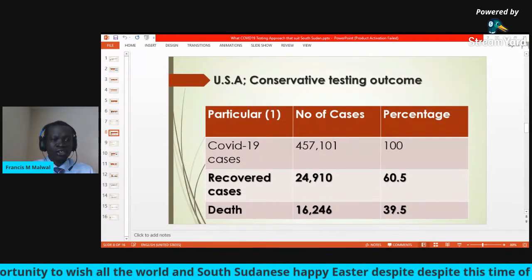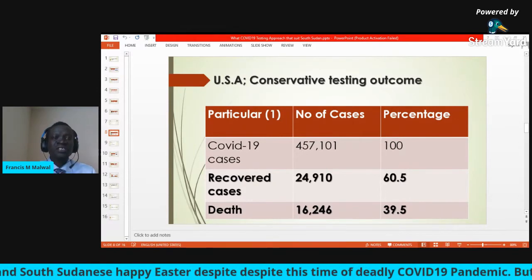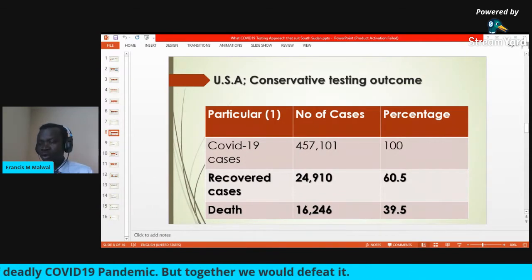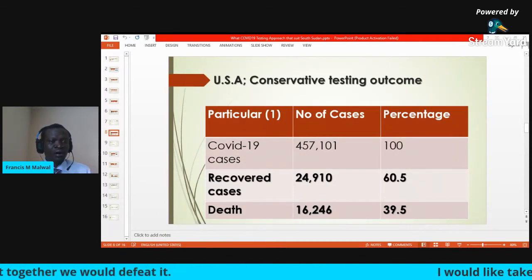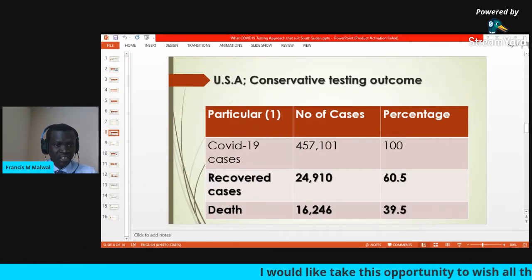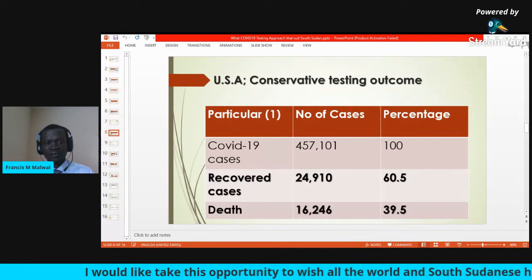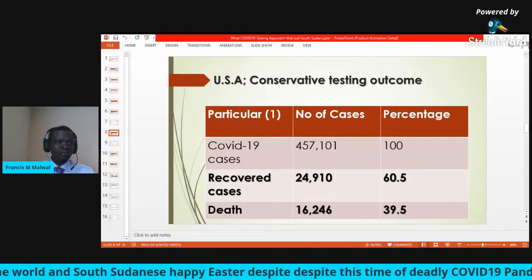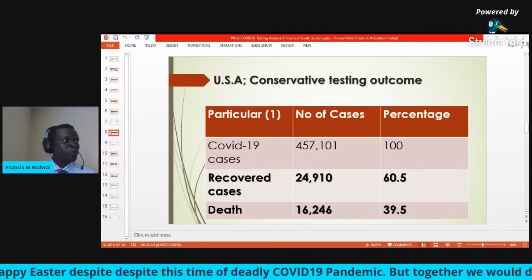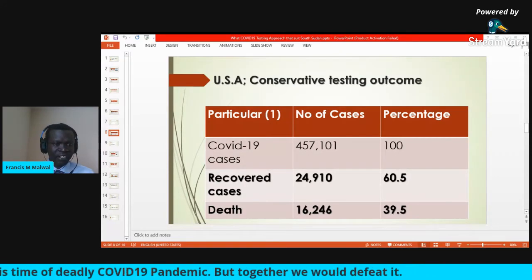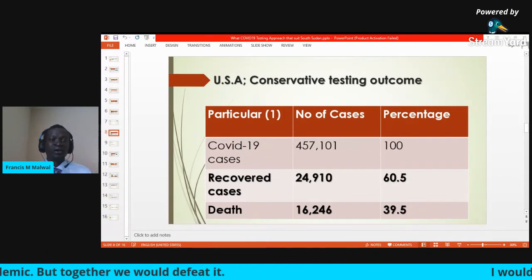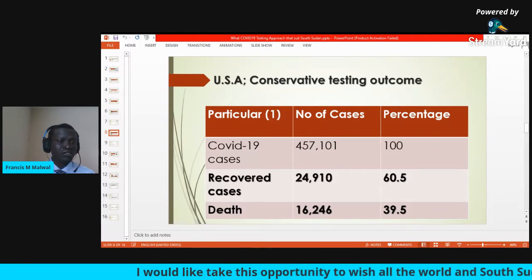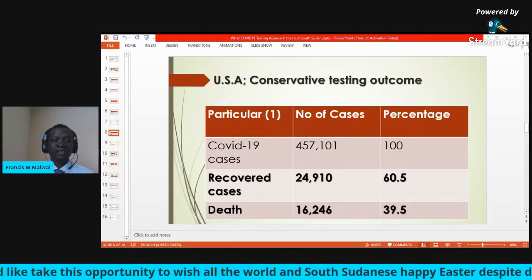Based on this approach, this is the statistic. So what was the US conservative testing outcome? Right now we have almost over 457,000 infected, confirmed cases in the US. With this method, the recovered cases, those who were infected and recovered from the disease, are almost approaching 25,000 people, something around 60.5% of cases.